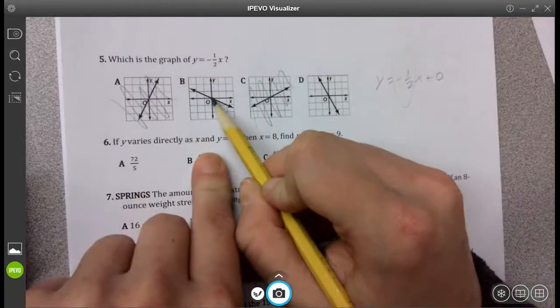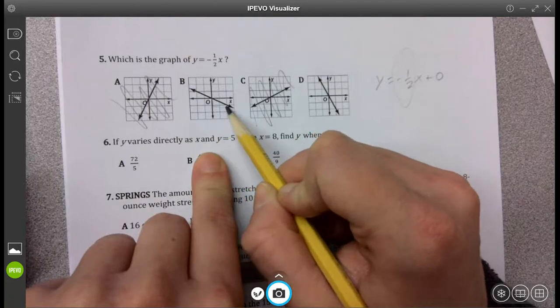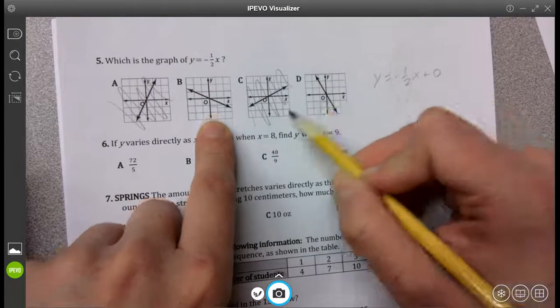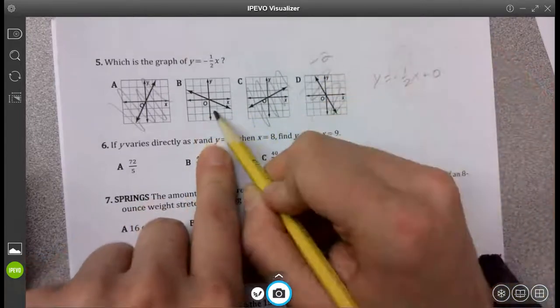Here we go down 1, 2. Okay, it's that. Let's make sure we go down 1, 2, and over 1. So this is a slope of negative 2. This one is negative 1/2.